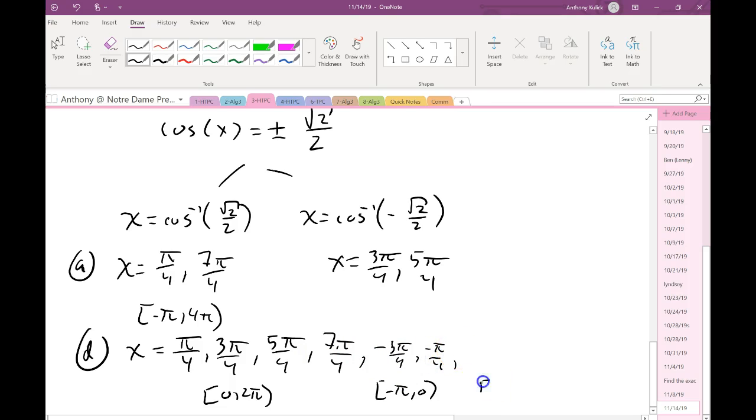And then I just have to worry about the stuff from 2 pi to 4 pi. And that's easy to find. I'll just take the first 4 answers and add 2 pi to each of them. So I'd have 9pi/4, 11pi/4, 13pi/4, and then 15pi/4. And that would be my set for D. Is that okay?